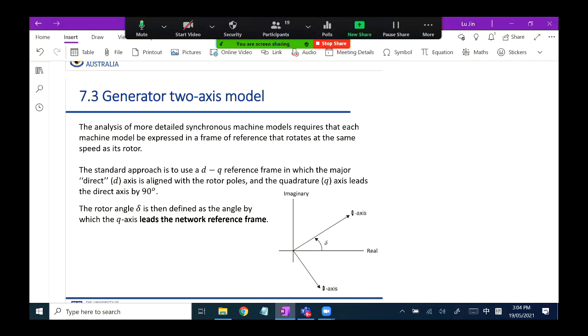The analysis of more detailed synchronous machine models requires that each machine model be expressed in a frame of reference that rotates at the same speed as its rotor. Last week, we learned that the generator has a rotor rotating inside. If a fault happens, the generator has to adjust its behavior to slow down or speed up so that the power produced can satisfy the power demand. When we have this change, we start the transient or subtransient of the system.